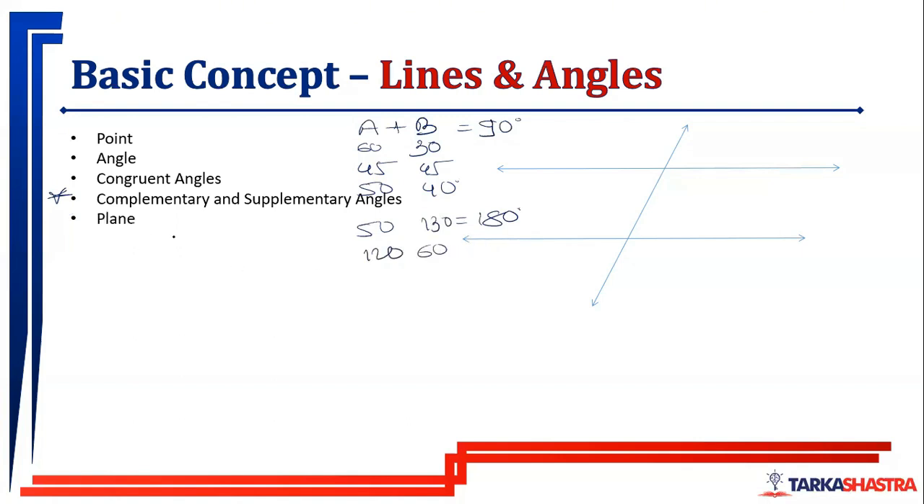Apart from this, a plane. Plane माने क्या? An infinitely expandable area of space which has no thickness. It has only 2 dimensions, either length and breadth, or length and height.